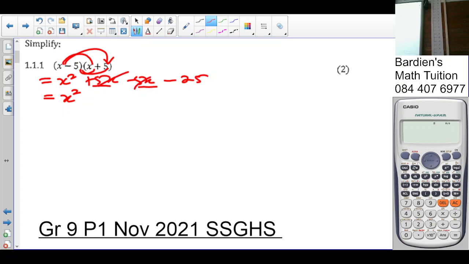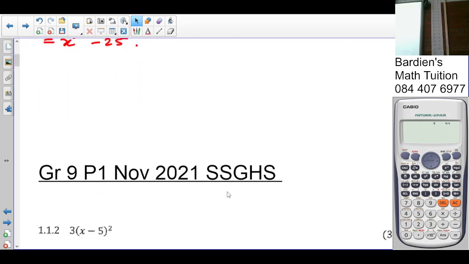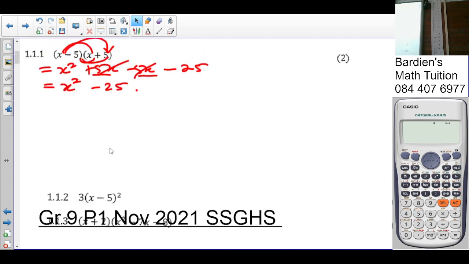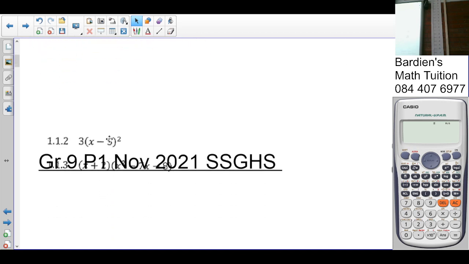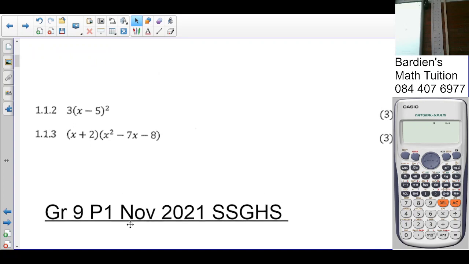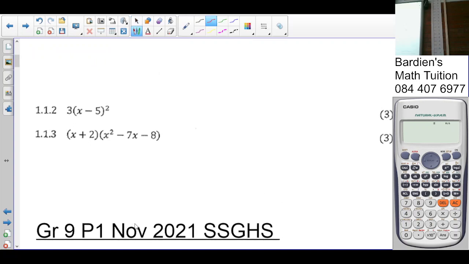We look for like terms. That cancels, and there is negative 25. Remember, you'll cancel if and only if one is positive and the other one is negative, provided they're the same size. Often we see learners simplify this way in the next sum, where they think it cancels out in 1.1.2. Yes, my girl. So I wrote negative 25 plus x squared. That's the same. Negative 25 plus x squared is the same.